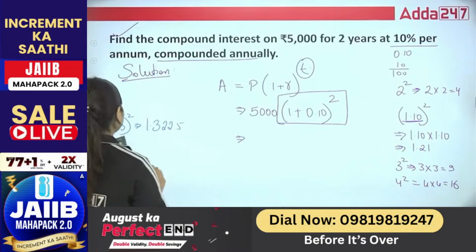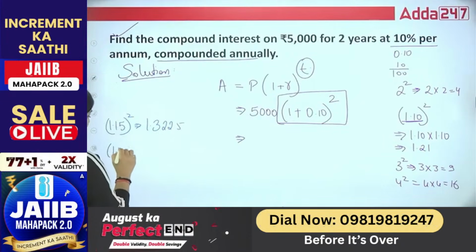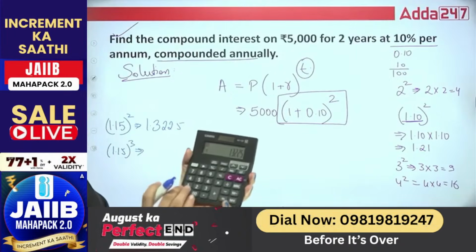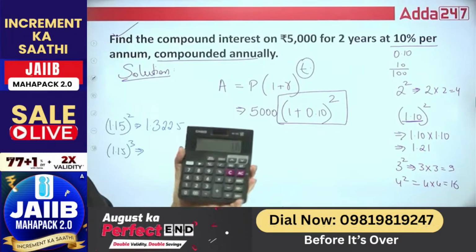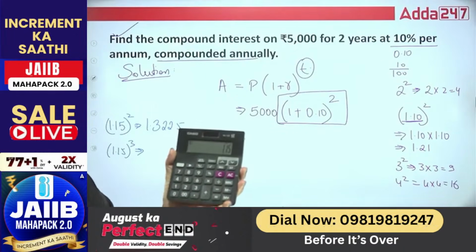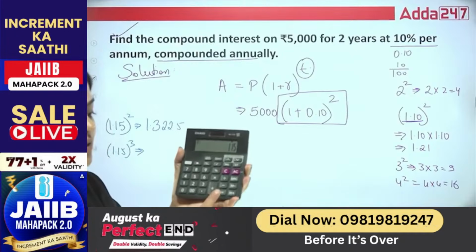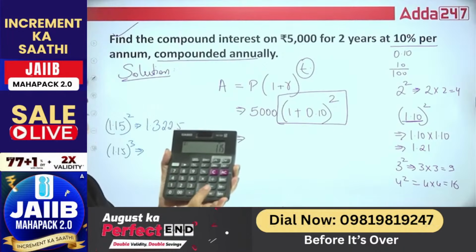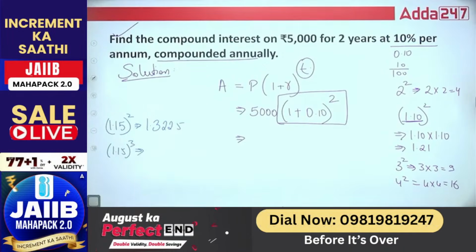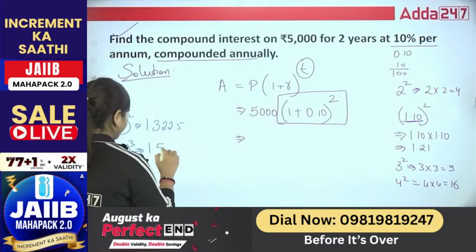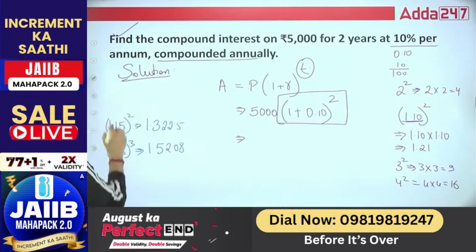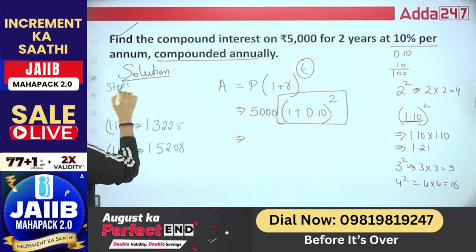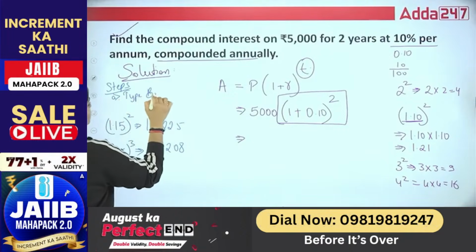So this is 1.3225. If I want to calculate 1.15 to the power 3, that is the cube, type 1.15, press the multiply button one time and press the equal to button two times. So your cube is going to be 1.5208. So what steps can you write over here? A, type base number.